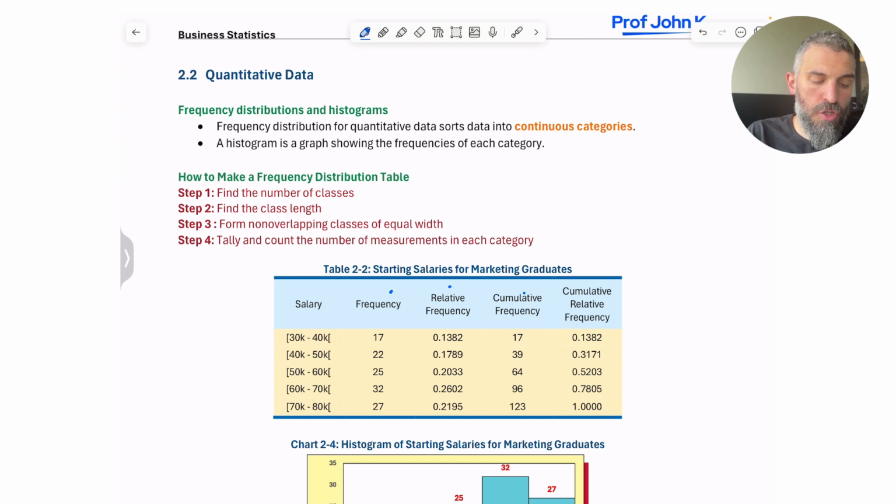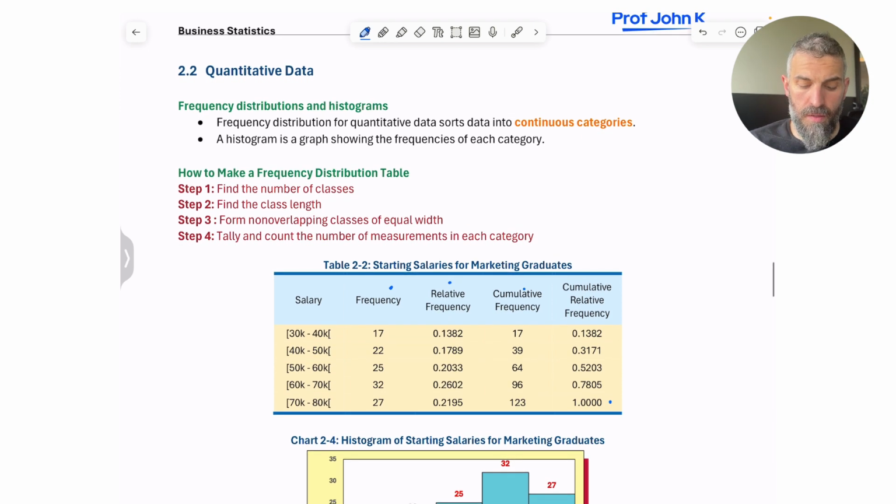And then same thing for the cumulative relative frequency. You're accumulating your relative frequency. This is similar to the ogive that we saw before, until we reach 100%.